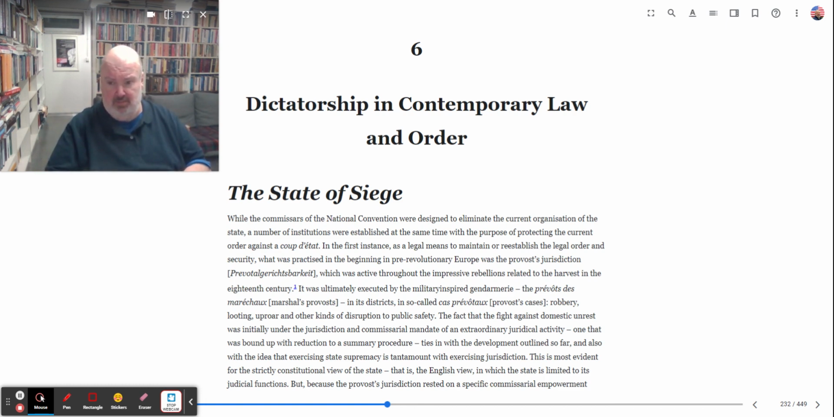We're going to finish up this section, looking at chapter 6, the dictatorship in terms of contemporary law, which he focuses on the state of siege. Now, this is going to be divided into 5 parts. This is over 31 pages long, and if I read it all at once, we'd be here for ages, so I decided to break it up into more manageable parts.